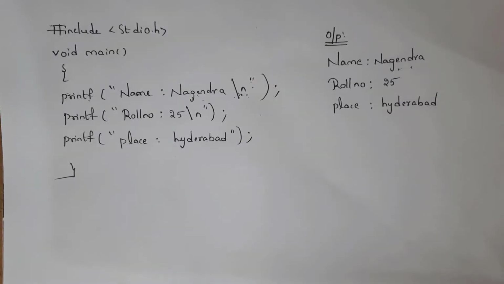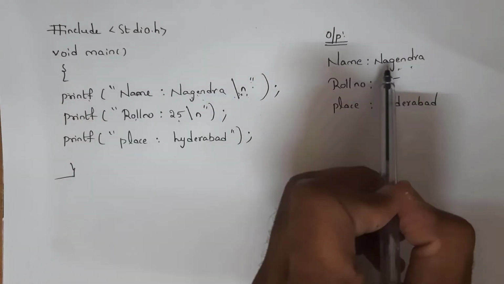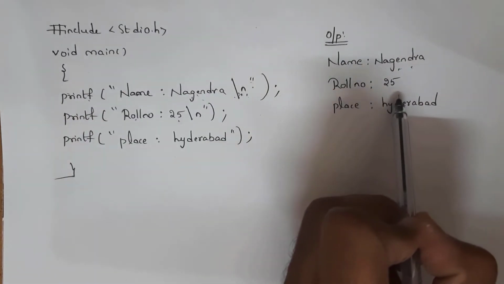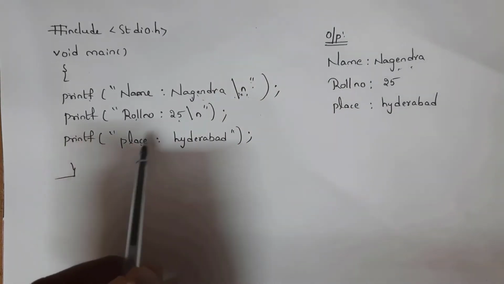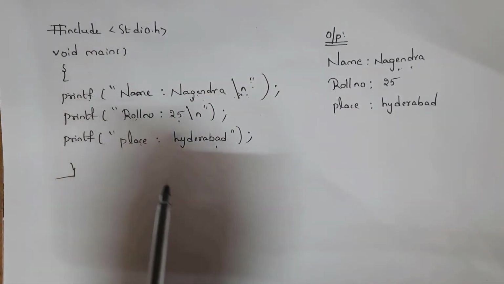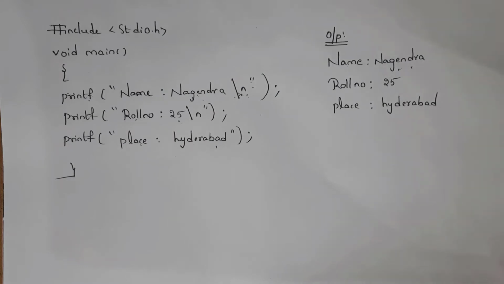It will display an error. After that, again I took printf rule number 25. So in the next line I will get output as rule number 25, and again I took printf and I gave place Hyderabad. Whenever you write this code, you will get output as name Nagendra, rule number 25 and place Hyderabad.